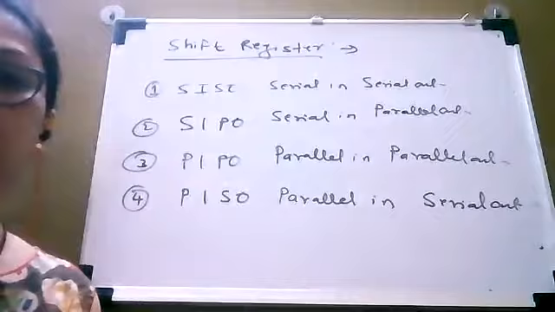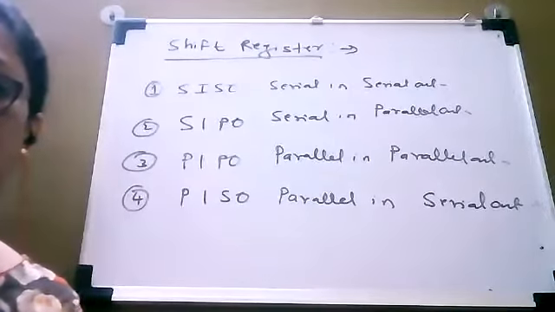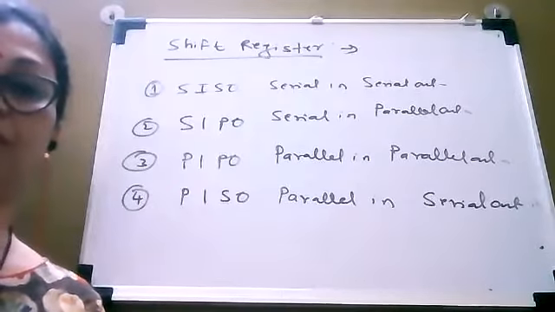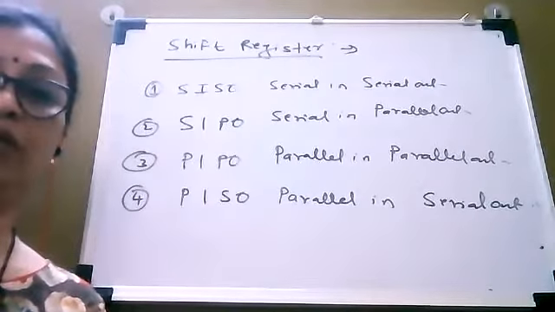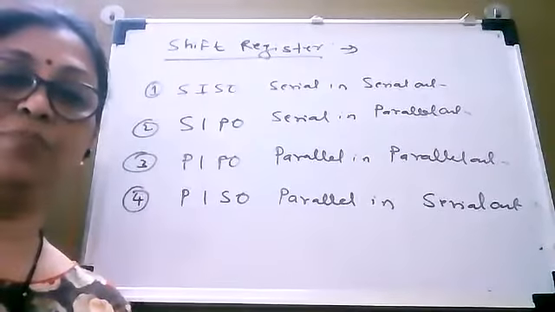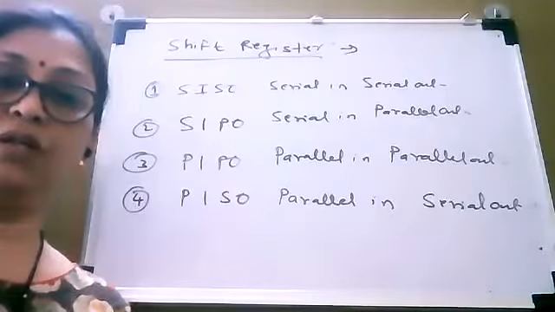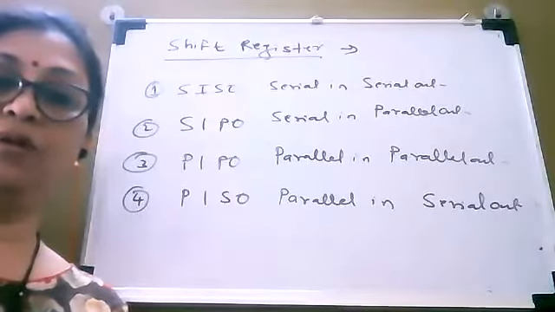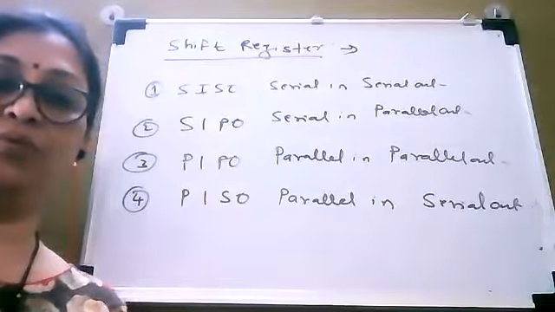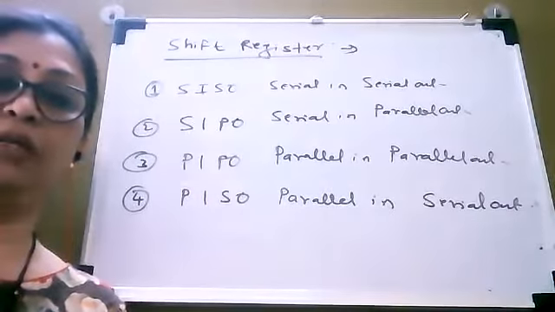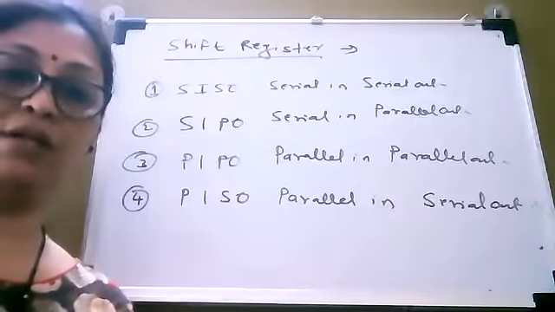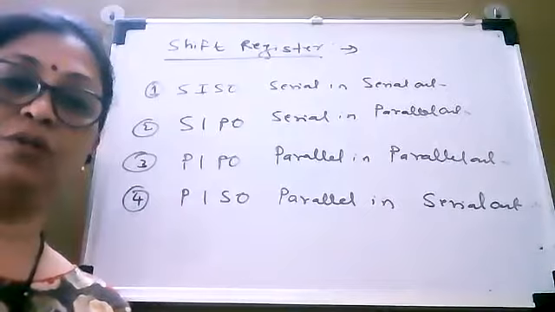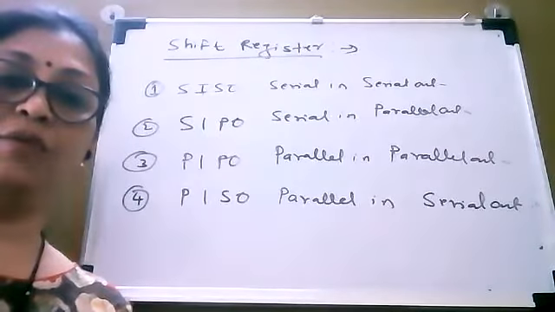So we are going to study these shift register modes one by one. Take a screenshot of these modes of operation or types of shift register. You can call them SISO, SIPO, PIPO, PISO. Serial in, serial out means the data is inputted in serial fashion, that is one bit at a time, and serial out means data is outputted one bit at a time. So that is also in serial fashion.